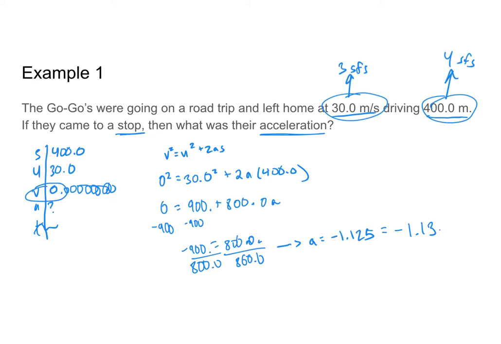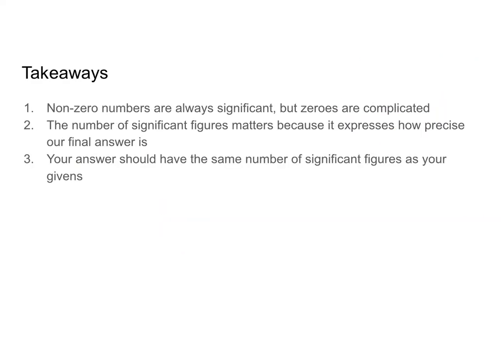And there you have it, guys. That is how we use sig figs to appropriately express the precision of our answers. So with that, let's go to takeaways. First of all, non-zero numbers are always significant, but zeros are complicated. We have rules for when zeros are significant. Second, the number of significant figures matters because it expresses how precise your final answer is. And finally, your answer should have the same number of significant figures as your givens, and we always err on the side of fewer sig figs rather than more sig figs.